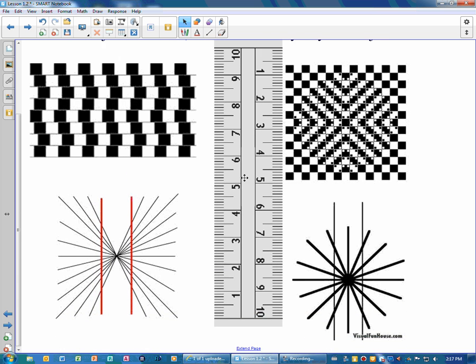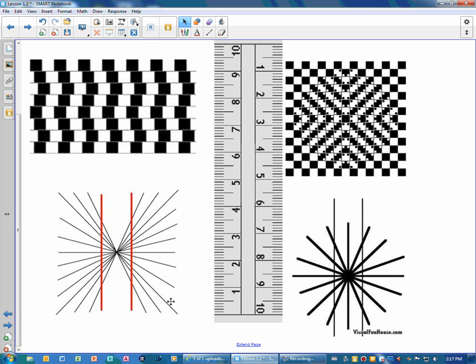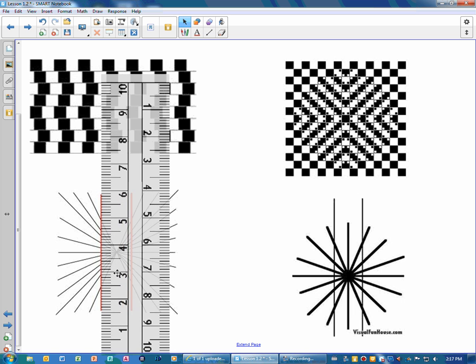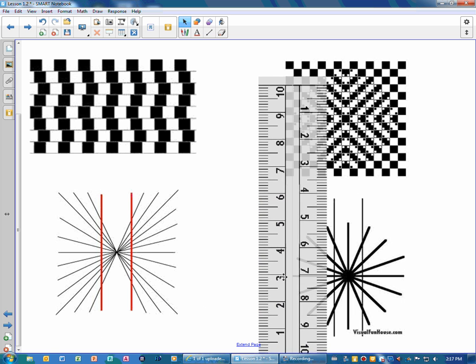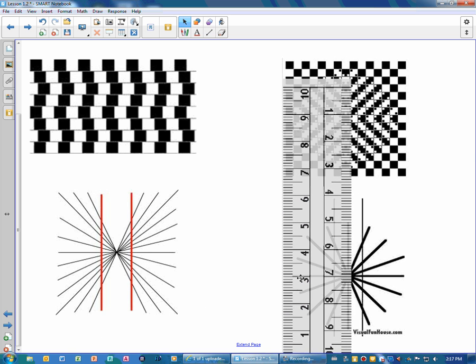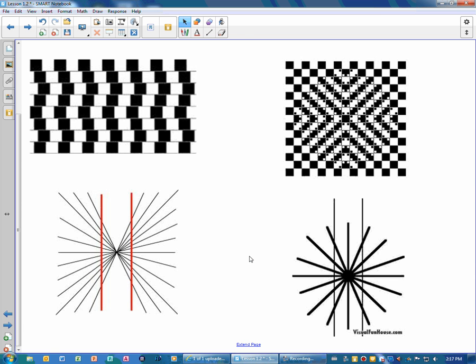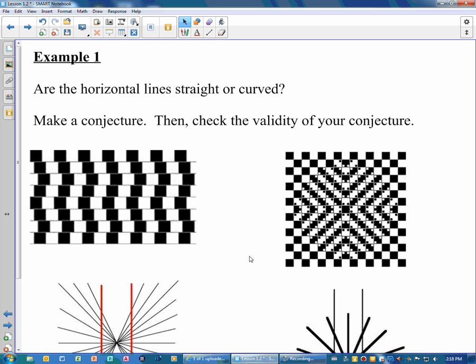All right, look at example 3 and 4. These lines that are going out certainly make it look like these red lines are bending. But again, if you put a ruler up there, you'd have to change your conjecture. Hopefully you can see with that ruler that those lines are actually straight. It is a bit of an optical illusion. So remember, you can always revise your conjecture.